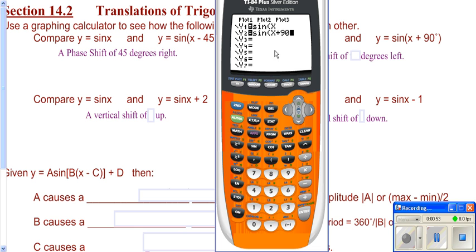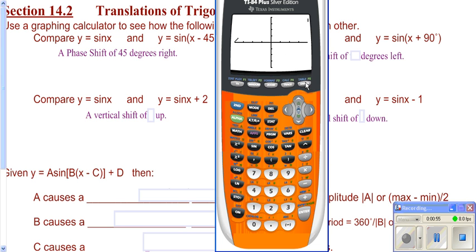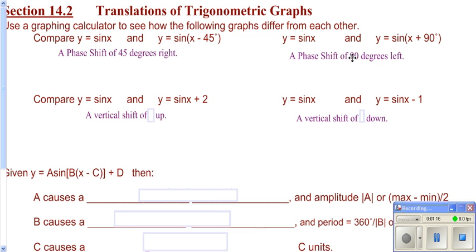Graphing our sine of x plus 90. Here's our original graph. Okay, original graph right here. Now it's shifted all the way over here to that first tick mark, which we know was 90 degrees difference, but since it's going negative, it's negative 90. So in other words, it shifted our graph 90 units to the left.